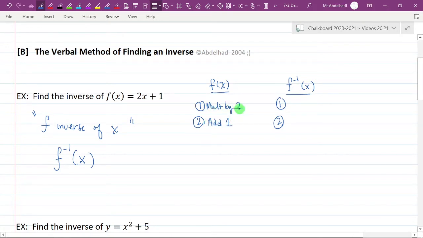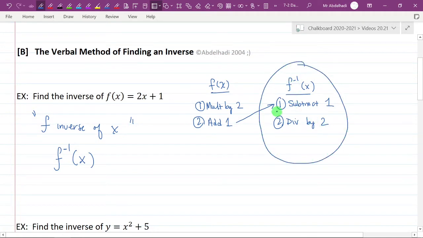So what's the opposite of multiplying by 2? Dividing by 2. What's the opposite of adding 1? Subtracting 1. But you're also going to do them in the opposite order. The last one that gets done in the original function will be the first one that gets undone in the inverse function. So what's the opposite of the last thing here? Adding 1. The opposite is subtracting 1. Subtract 1. And what's the opposite of multiplying by 2? Divide by 2.